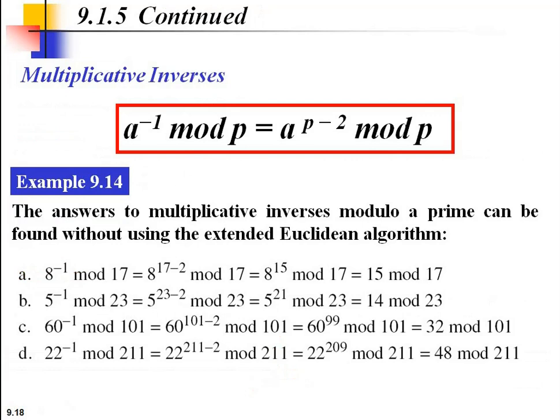Another important application of Fermat's theorem is to calculate the multiplicative inverse quickly if the modulus is a prime number. So if p is prime, we can quickly calculate the inverse. If p is a prime and a is an integer such that p does not divide a, then a inverse mod p is equal to a to the power p minus 2 mod p. And this can be easily proved by multiplying a on both sides of the first version of Fermat's theorem.